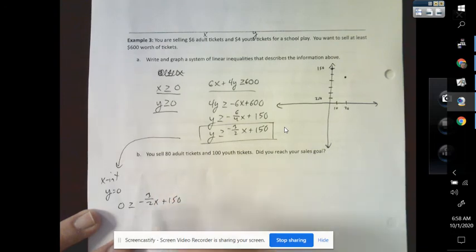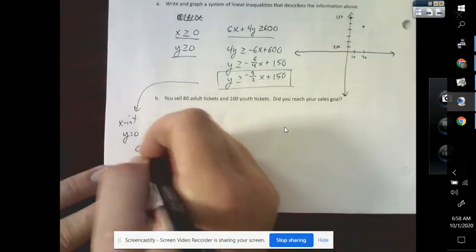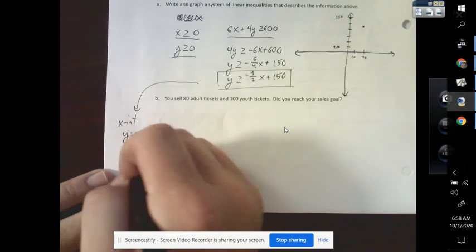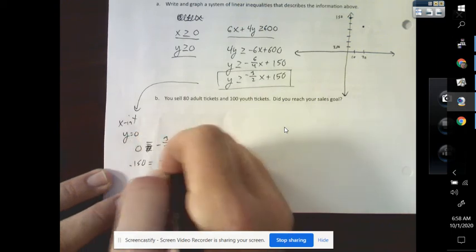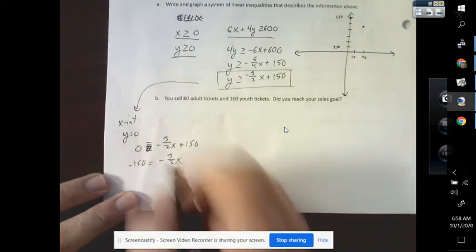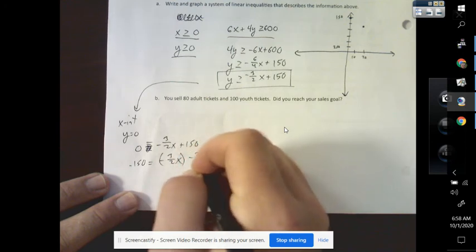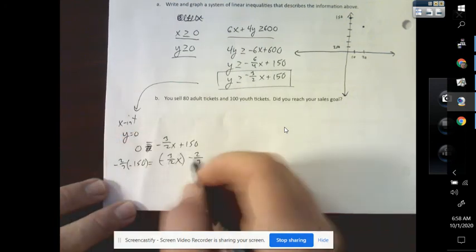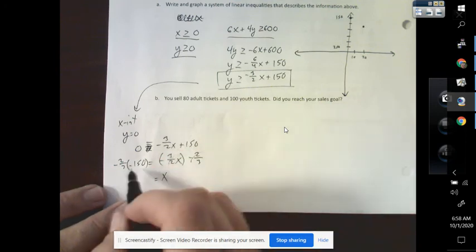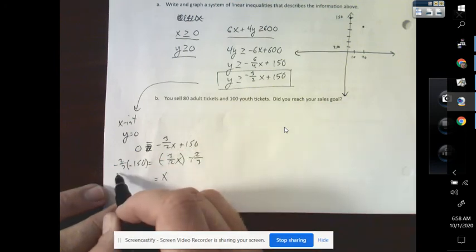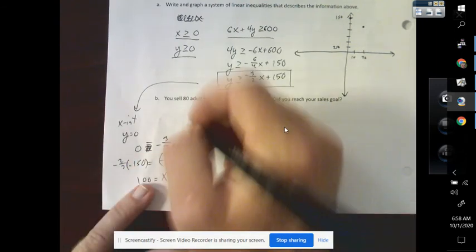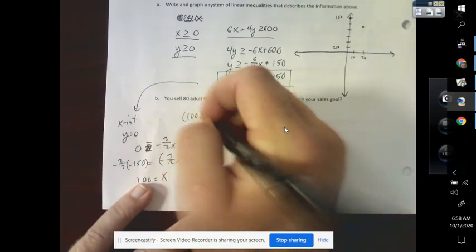okay, and since I'm trying to find the intercept, we can change this inequality into an equation. Subtract the 150 over. If I multiply by the reciprocal, -2/3, that's going to cancel out here. I know that x is going to equal -150 divided by -3 is 50 times 2 is 100. So my x-intercept is going to be 100, 0.